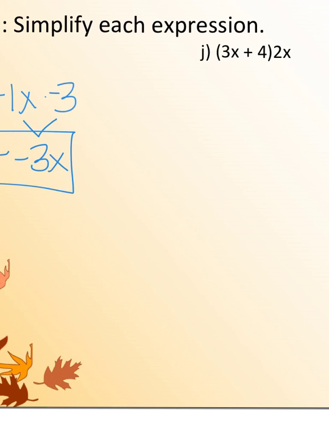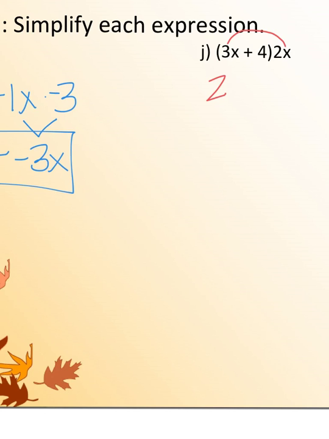Example J is the first one we've seen like this where the parentheses come first and the number that's being multiplied is behind the parentheses. You would still read this as parentheses 3x plus 4 times 2x. So this 2x is what's being multiplied into the parentheses. Now here's where it doesn't matter. I always go to the very front of the parentheses, but it doesn't matter which part you go to first. You're going to come up with the same answer, just a different order, which is fine.